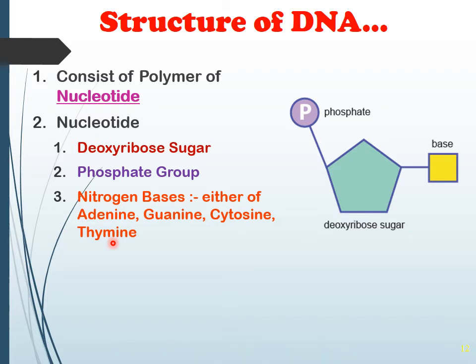Now there was a scientist called Chargaff, and according to Chargaff, adenine will always form a pair with thymine and guanine will always form a pair with cytosine. And why is it so important? Let's see.